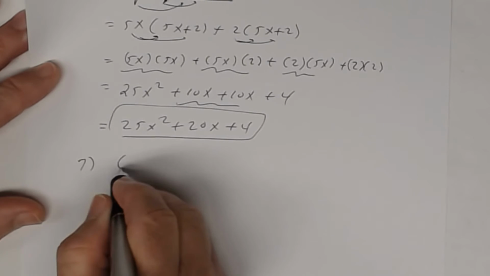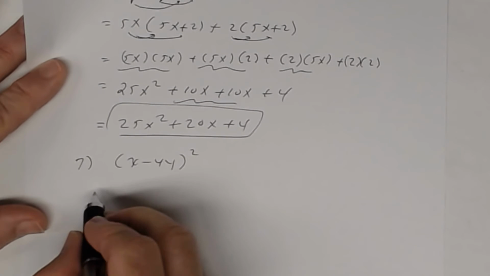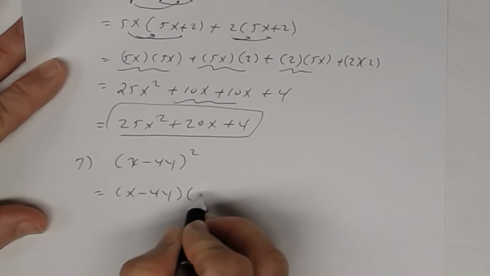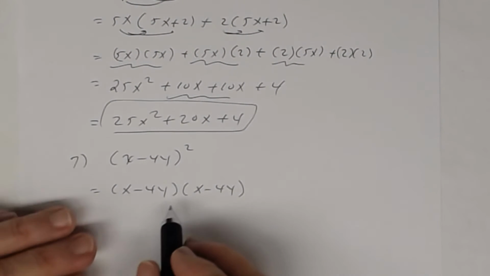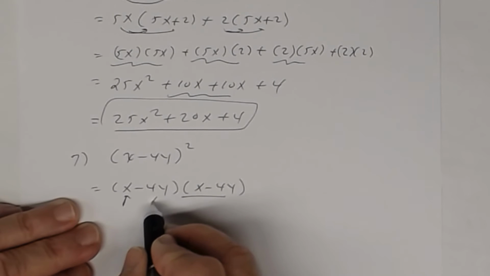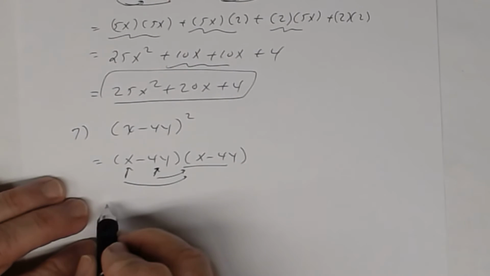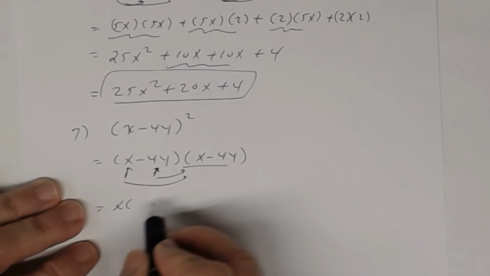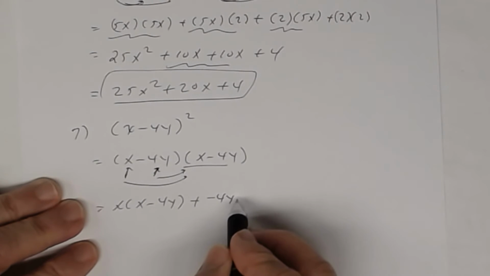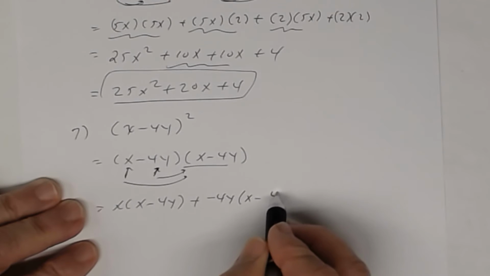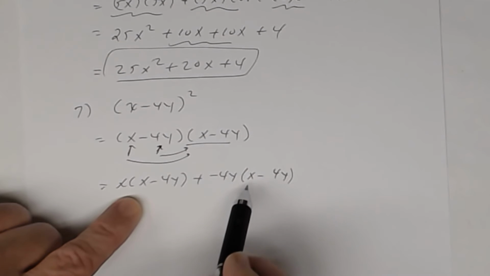Okay, number 7, you have x minus 4y squared. So remember what that means. That means x minus 4y times itself. So now we're going to use the distributive property. So I'm going to take each of these terms and multiply by that second polynomial. So this becomes the first term times that second polynomial plus the second term, which is negative 4y, times that second polynomial. Okay? So this times this is what this is, and then this times this.